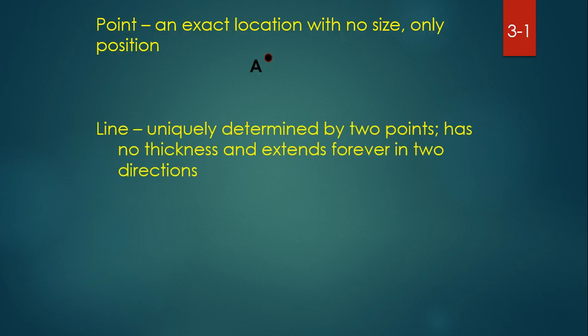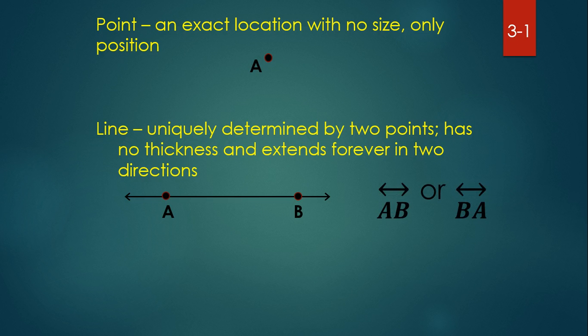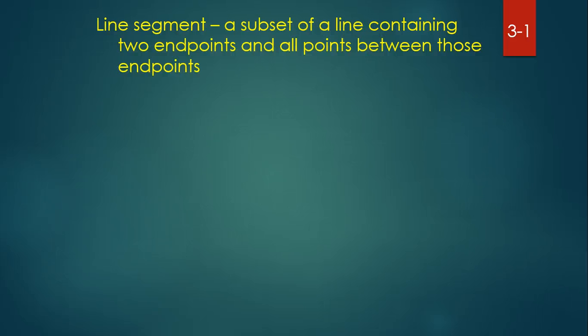A line is determined by 2 points. It has no thickness and it extends forever in 2 directions. In this case, we would have line AB, or we could also call it line BA. A line segment is a subset of a line that contains 2 endpoints and all of the points between those endpoints. In this case, we have line segment EF, which could also be called line segment FE.